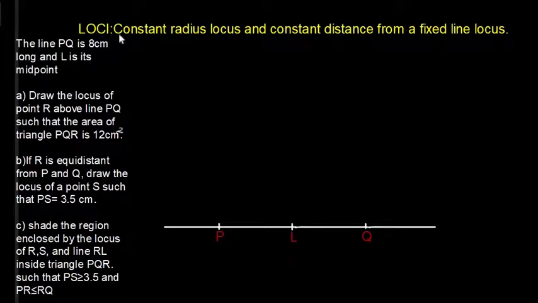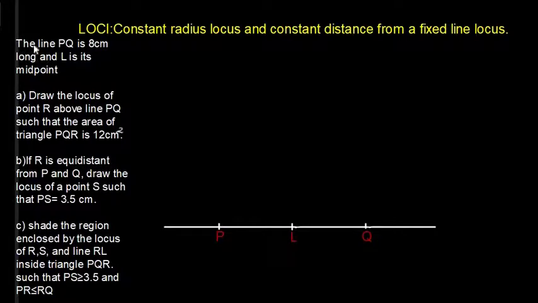The topic for today is loci. Now today, the types of loci we look at are constant radius locus and constant distance from a fixed line locus. Constant radius locus is also known as constant distance from a fixed point. Well, we will use this question to guide us.